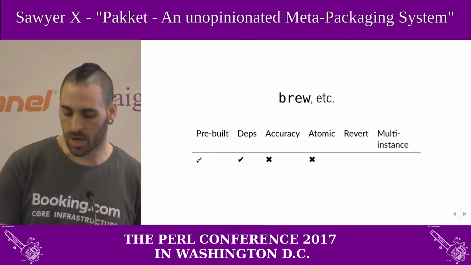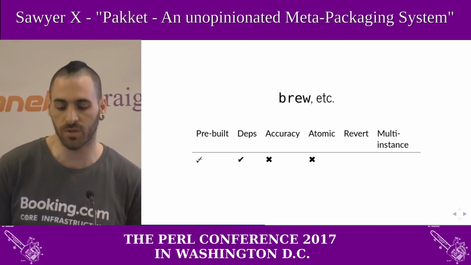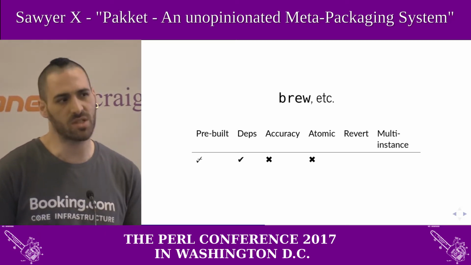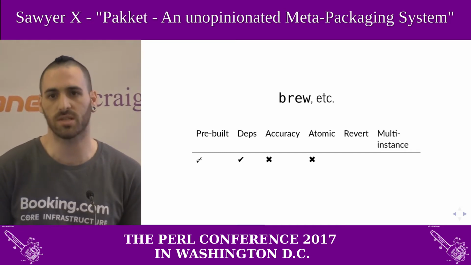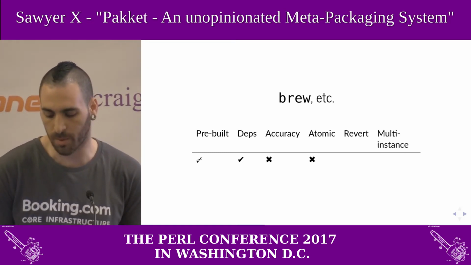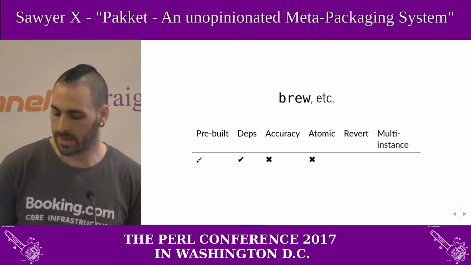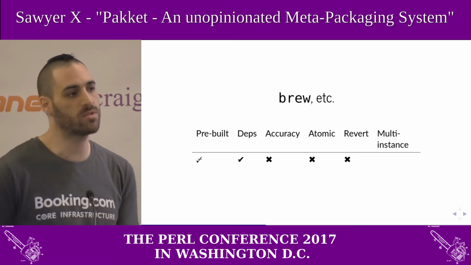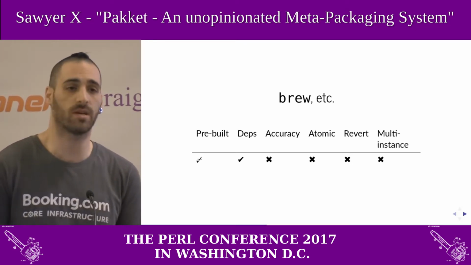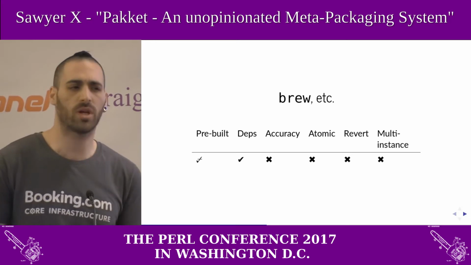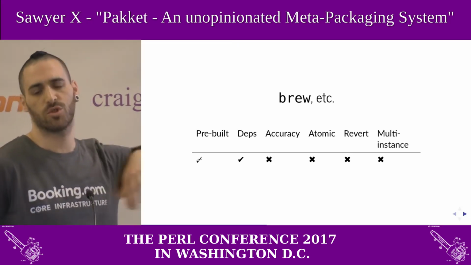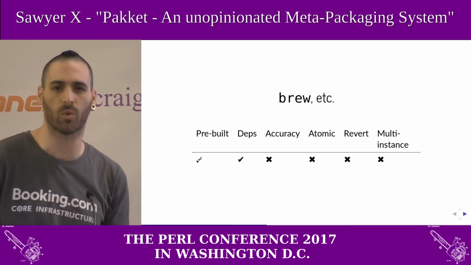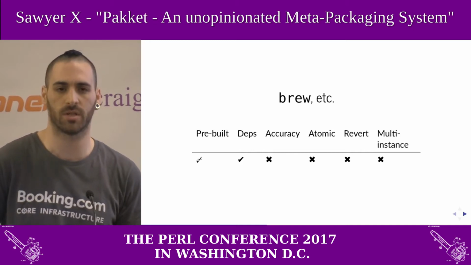When it comes to atomic operations, it also fails that, mainly because it just downloads and tries to install, just like CPAN. So that's also a problem. And when it comes to reversions, it can't do that either. And it doesn't have multiple instances either. You can say, well, it's based on users, so you just create another user. But that doesn't really work when you have an entire permission system of a distribution.